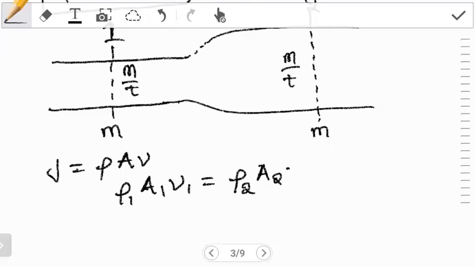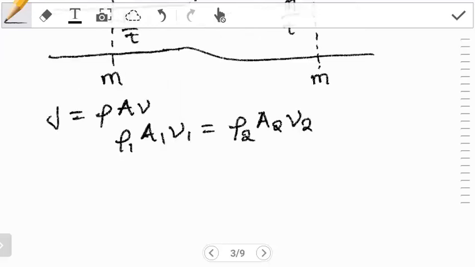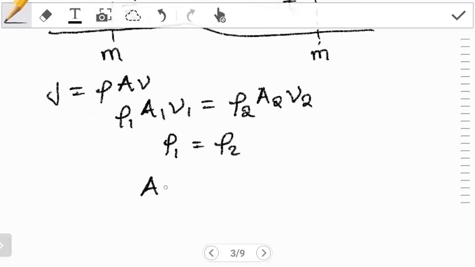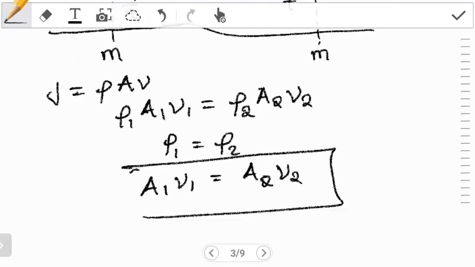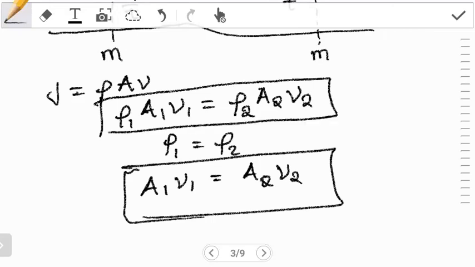Of course, if the fluid is not compressible, implying that density 1 is equal to density 2, then this expression can be written as cross-sectional area 1, velocity 1 equal to cross-sectional area 2, velocity 2. This is what we call the continuity equation. Even the previous expression can be taken to be the continuity equation. This is just a special case for when density 1 is equal to density 2. Otherwise, this is what we're calling the continuity equation.